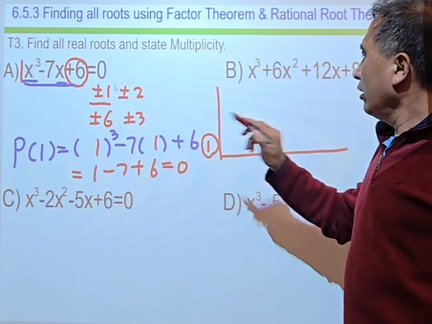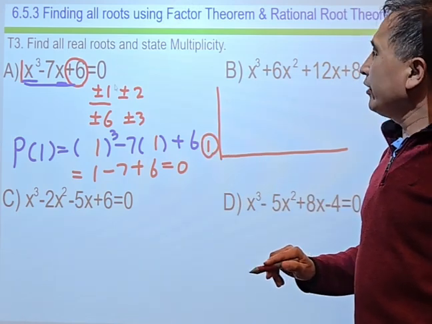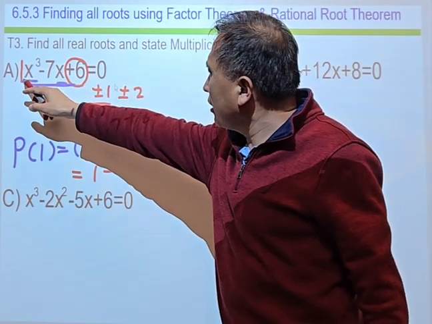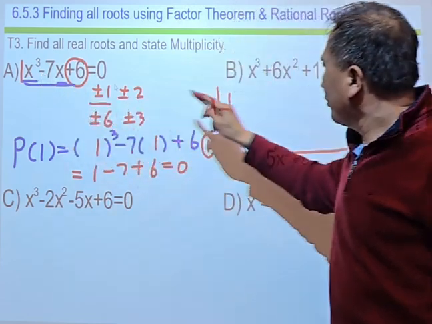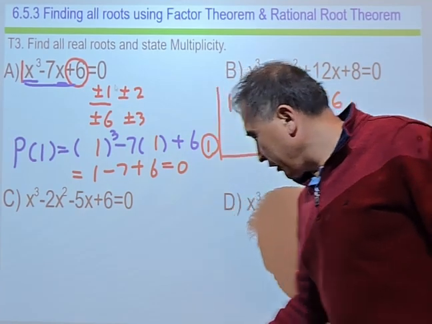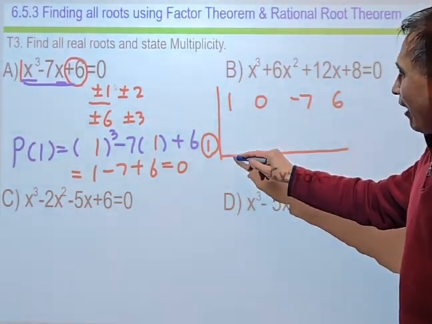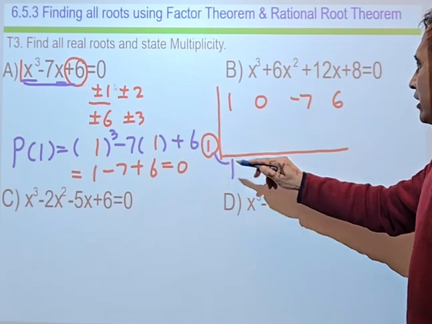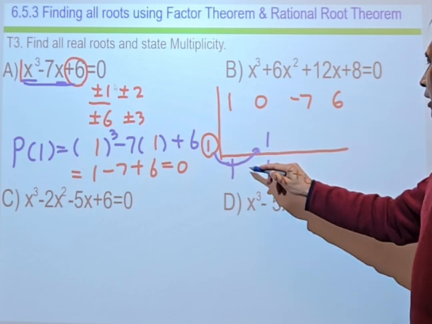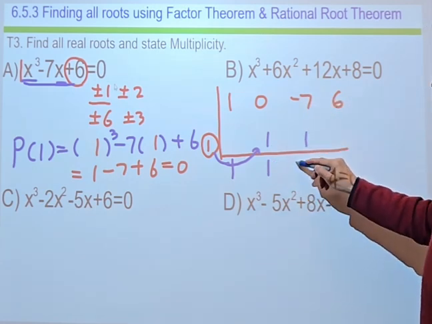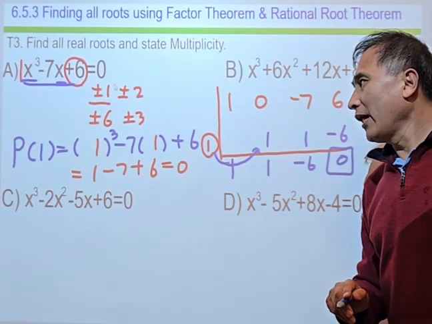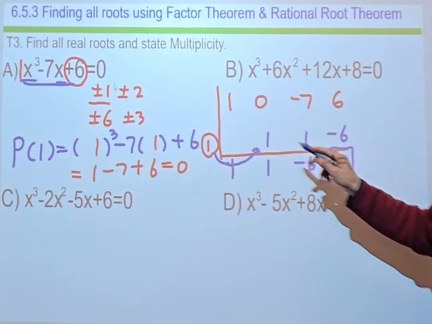So we use 1 there, and we write the coefficients: 1 for the cubic, and the second degree is nothing there, which means we put a 0, and then minus 7 and 6. We're going to do the synthetic division. First, bring the 1 down, then multiply. 1 times 1 is 1. Adding, that's 1, and then 1 times 1 again is 1. Adding, negative 6. 1 times negative 6, adding, 0. Yes, remainder 0. That means this is a factor.